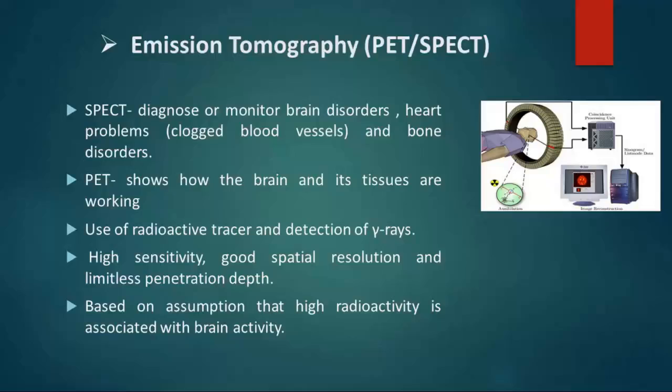So for emission tomography, there is a special dye which contains radioactive traces. And before these scans are taken, these dyes or tracers are either swallowed, inhaled, or injected into the vein of the patient. And this will help to show how the tissues and various parts of the human brain are working. And it helps to give a high sensitivity and good spatial resolution.